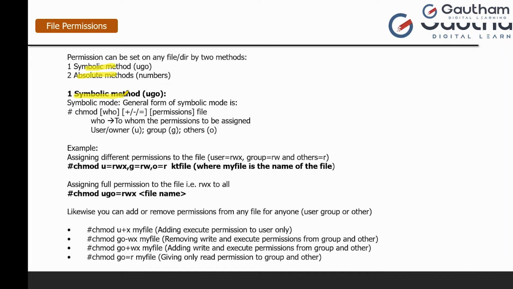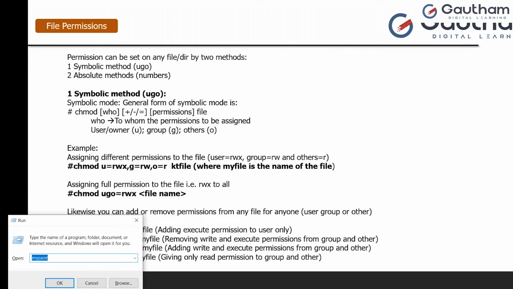The symbolic method uses symbols like U for user, G for group, and O for others. So here we use the command chmod to change the permission. Next, you have to give who. Now, who can be U for user, G for group owner, and O for the rest of the other world. Plus is for adding a permission, minus for removing a permission, and equals is to totally change the permission. Let me show you how we can use this option.